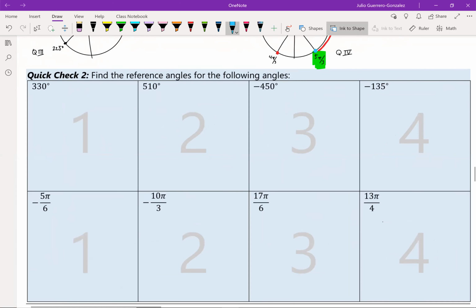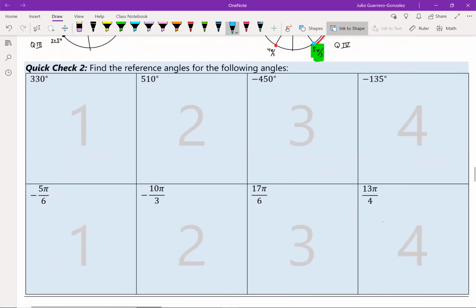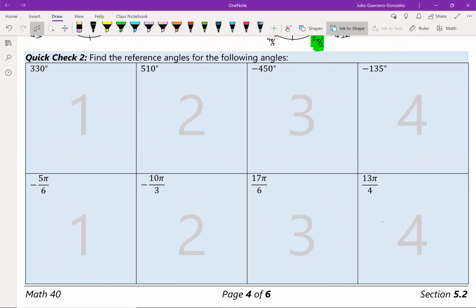And I want you guys to find the reference angles for these. So there's a pair for each group. There's one in degrees, and then there's one in radians, okay? So I'm going to get you guys to work on both. Find me the reference angles for each one. The group number that you're in will dictate what problem you're going to do, okay? And off you go.